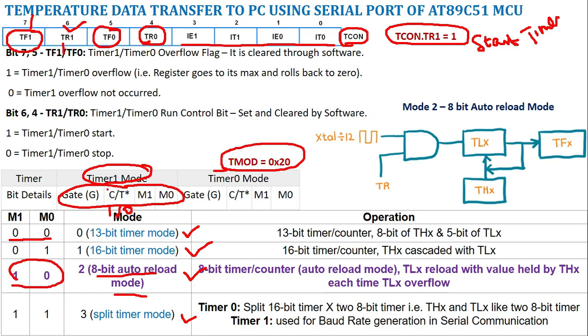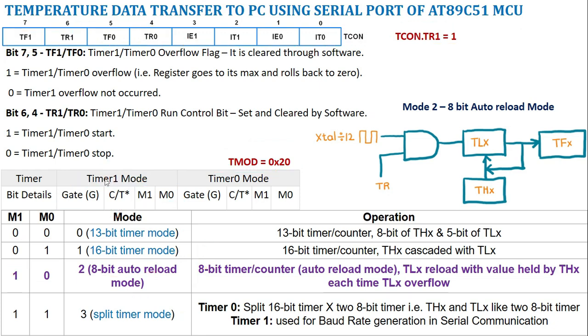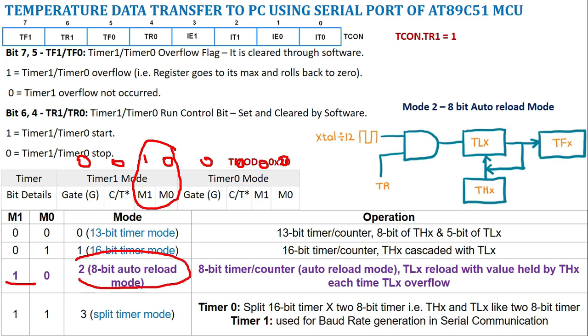Which means I am going to have 0, 0, 1, 0. This is 2, 0, 0. We are not going to use timer 0. So our M1 and M0, I am going to set as 1, 0. So 1, 0 means it is 8-bit auto reload mode.